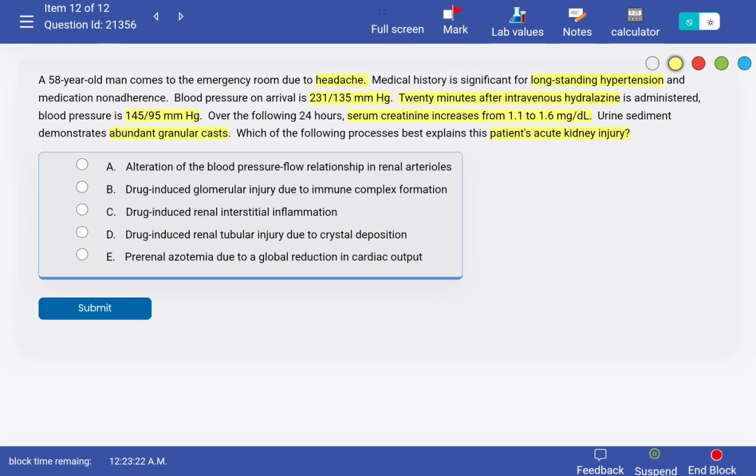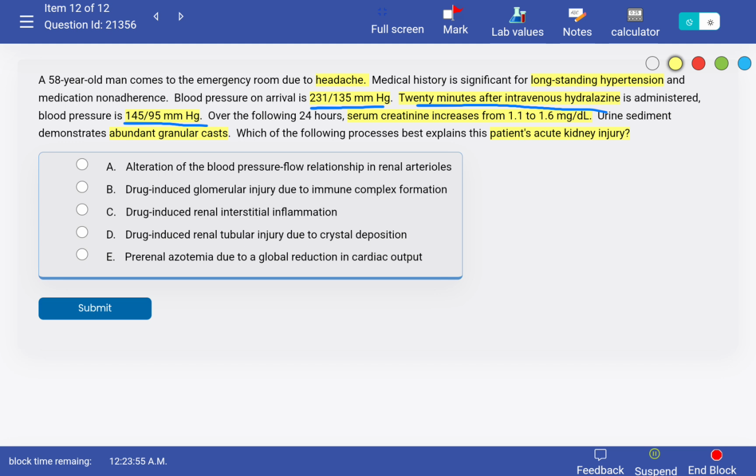And the last question for today's session: we have a 58-year-old man who comes to the emergency room due to headache. Medical history is significant for long-standing hypertension and medication non-adherence. BP on arrival is 231 by 135 mm of mercury. 20 minutes after IV hydralazine is administered, BP is 145 by 95 mm of mercury. So this is a sudden drop in BP because of IV hydralazine.